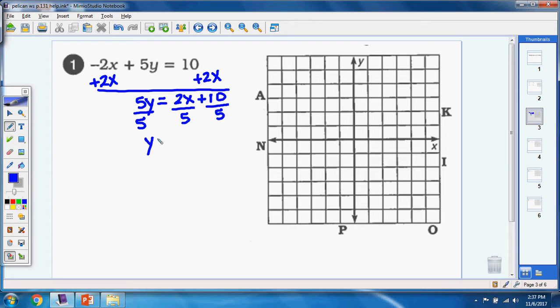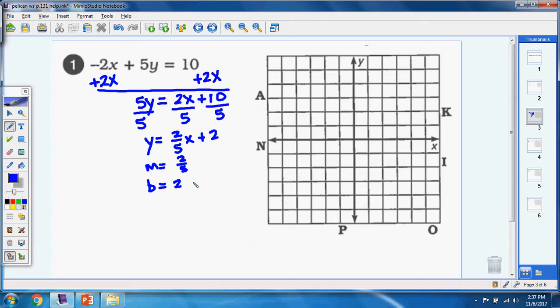So it means y is going to be equal to 2 over 5x, and then a plus 2. Again, I cannot reduce the first fraction. The second fraction I can reduce. Please label M and B. So M is 2 over 5, and B is 2.